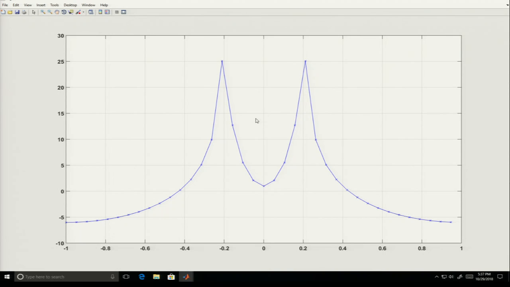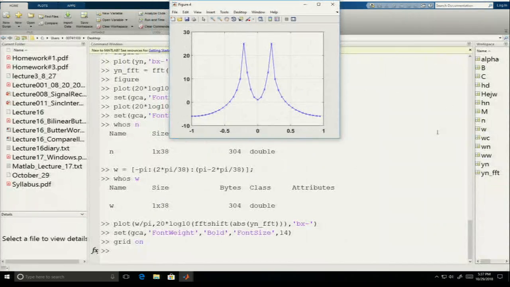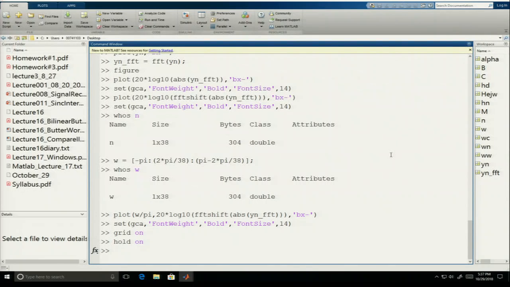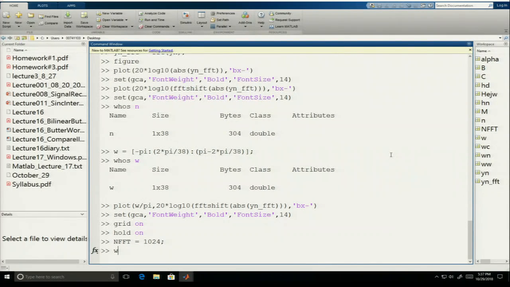Now that brings us to, wouldn't it be nicer if we had finer frequency sampling? Notice that the samples aren't sampled all that frequently. We have some samples, but what if we wanted to have a lot more? So just for giggles, let's hold that on and start over and interpolate the frequency spectrum. Let's use 1024 samples, and we'll make this omega, N FFT, and that'll be minus pi, 2 times pi over N FFT.